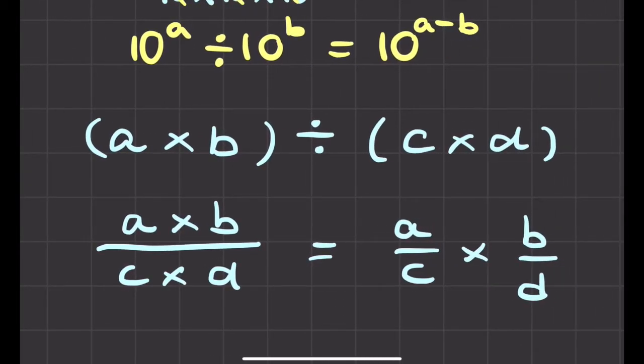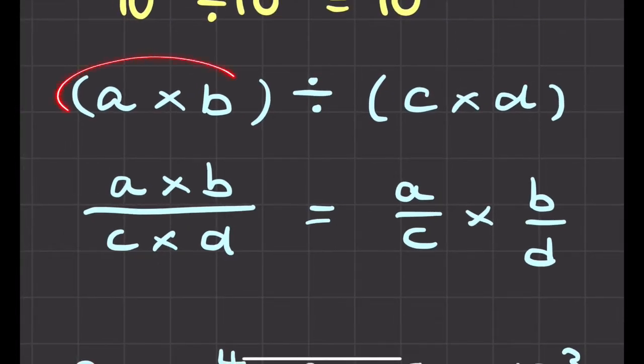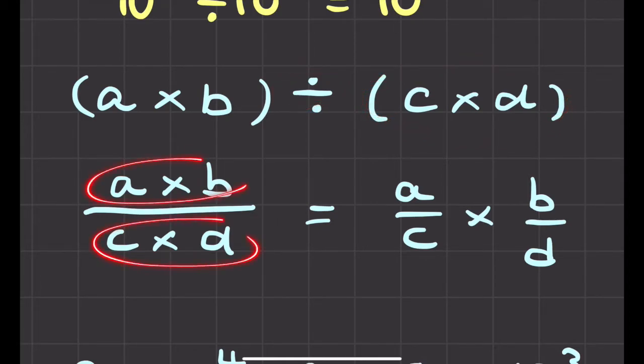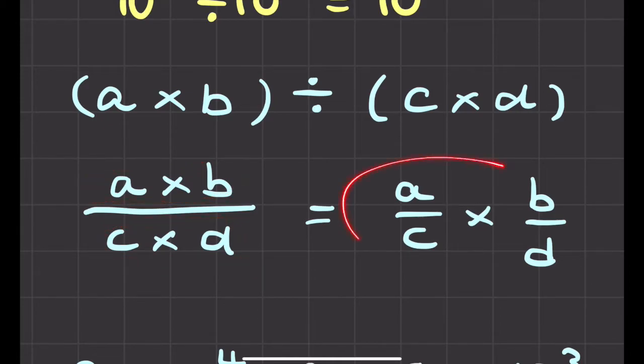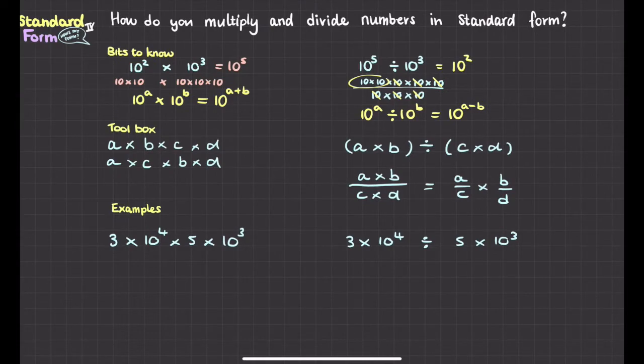Likewise, over here, imagine if I had something like this. These things times together divided by these things times together. I could write that as a fraction, couldn't I? This one divided by that one. And we know with fractions that we can break them up like this, okay? So I can do a divided by c, and then I can times it by b divided by d, and that's still the same. Okay, all these things are equivalent, they're all the same. Okay, so just bear that in mind. So we're ready to have a look at some examples.